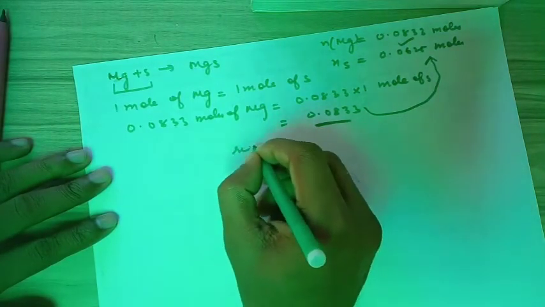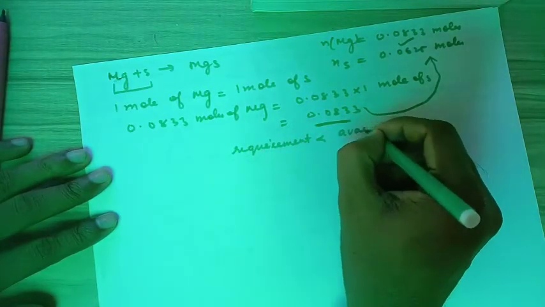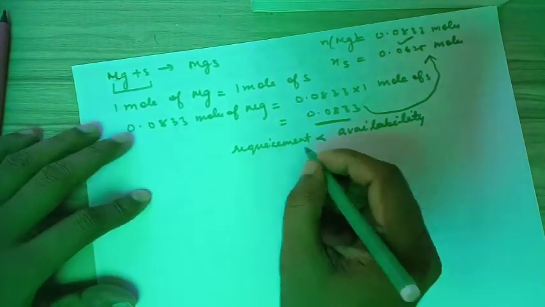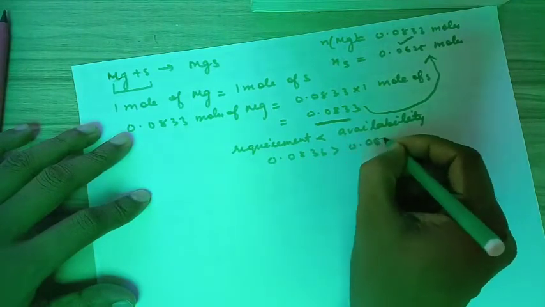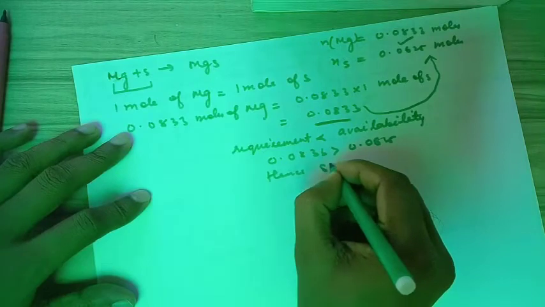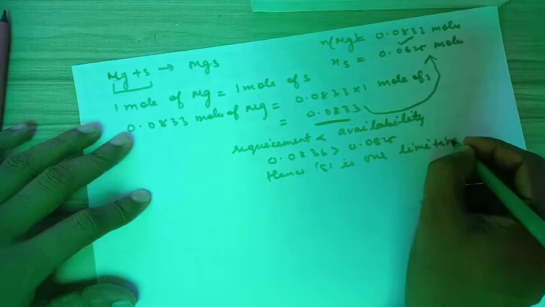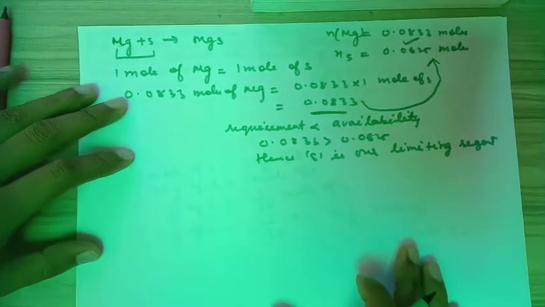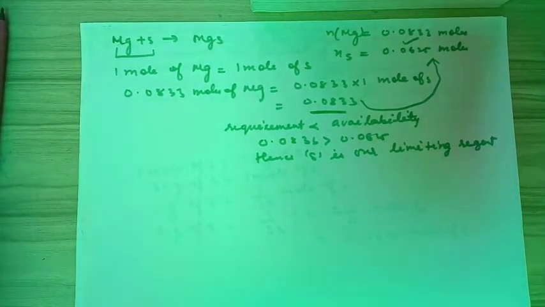Here the requirement is less than availability, or we can say that the amount available is greater than 0.0625, hence sulfur is our limiting reagent. So we have obtained the answer as sulfur is our limiting reagent. So sulfur will decide the amount of MgS formed. So let's find out the amount of MgS.